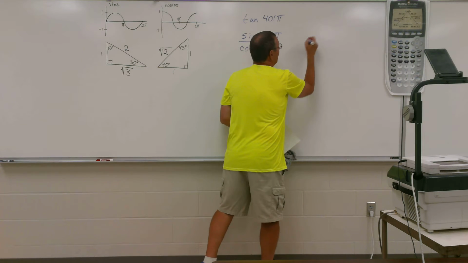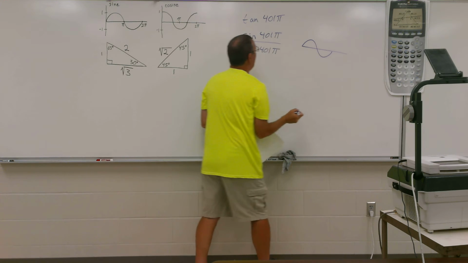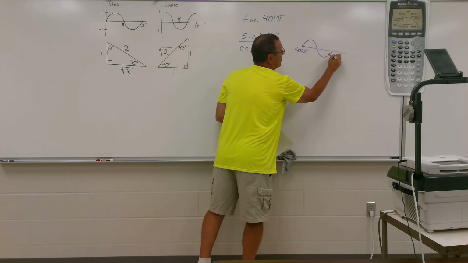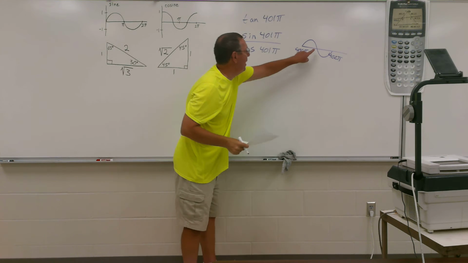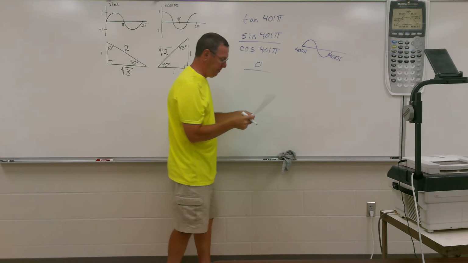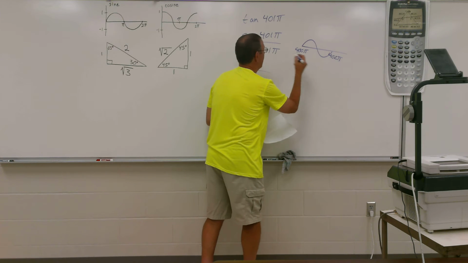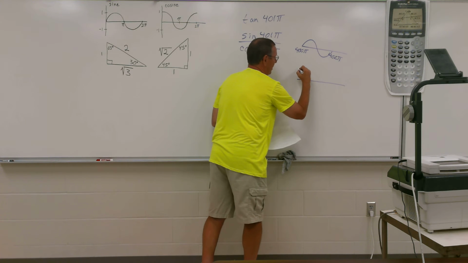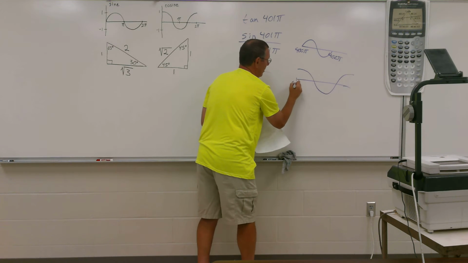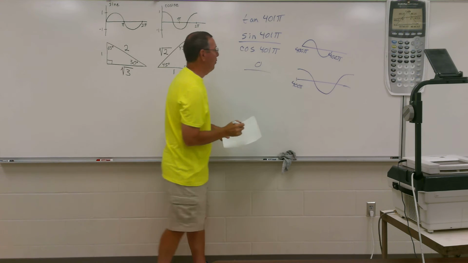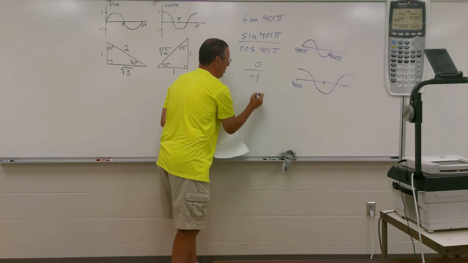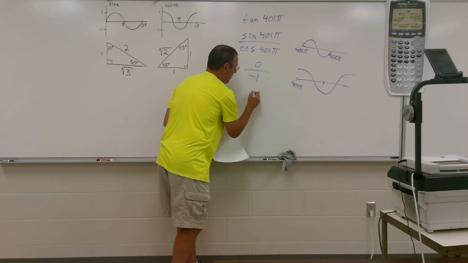Sine curve, easily enough. Here's my sine curve, even 2 pi, so this would be 400 pi. Right here would be 402 pi. So 401 pi is right there. That would be a 0. Cosine of 401 pi. Cosine curve, 1/4 of a circle, 1/2 a circle, 1/4 of a circle. There's my 400 pi. Right here would be my 401 pi, and that's a -1. 0 divided by -1 is 0 for that answer.